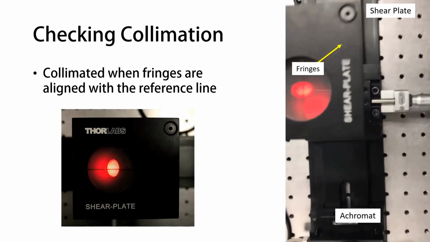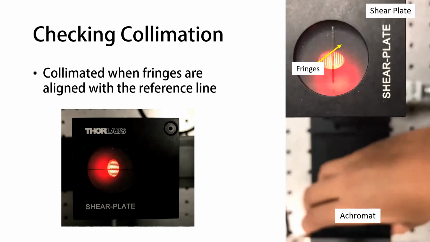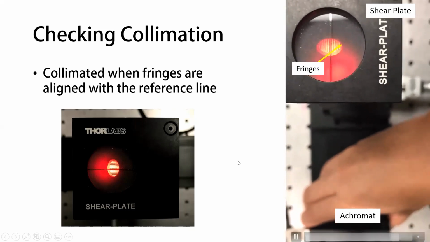The video shows how translating the achromat along the optical rail moves it through the range where the output beam goes from collimated to no longer collimated.